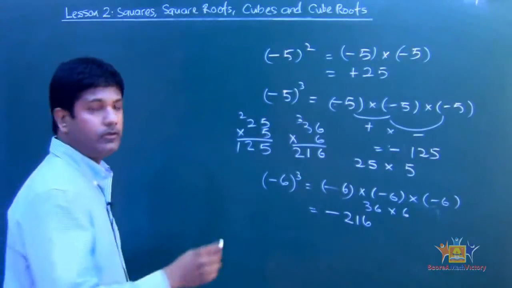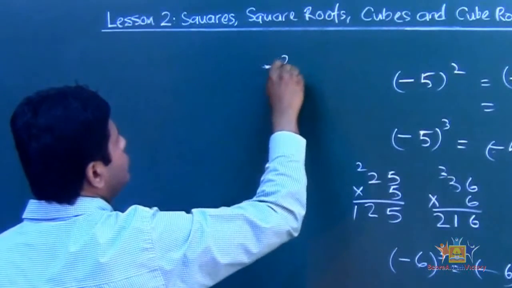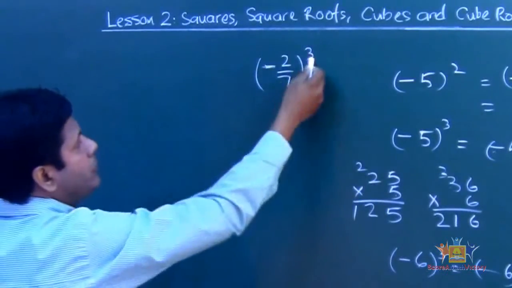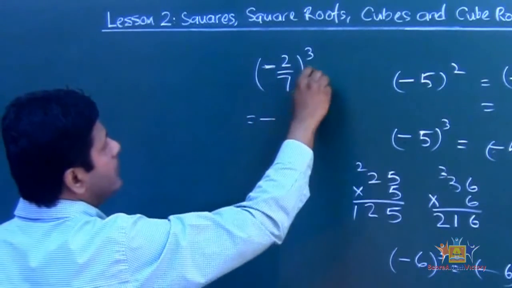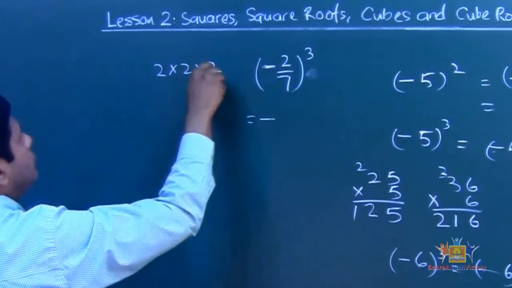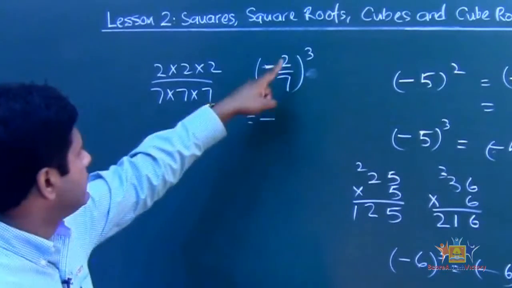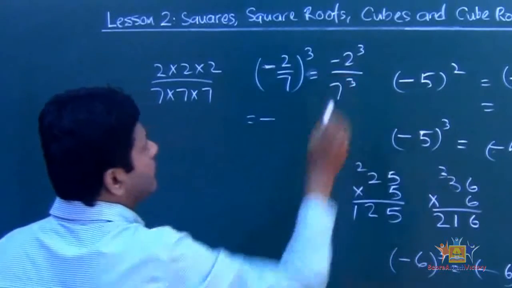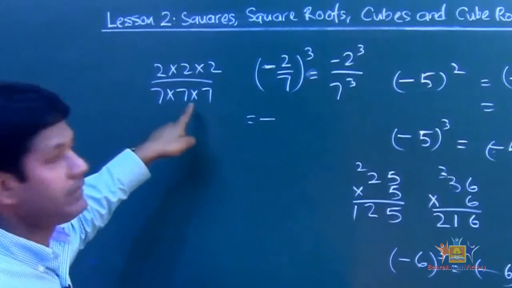Now that also applies if it's a fraction. If I give you negative 2 over 7, and I'm cubing, you know this is going to be negative. Your final answer is going to be negative. It's just that now I'm going to multiply the 2s and the 7s. So 2 times 2 times 2, and 7 times 7 times 7. That means negative 2 to the cube over 7 to the cube, which means 2 times 2 times 2, 7 times 7 times 7.